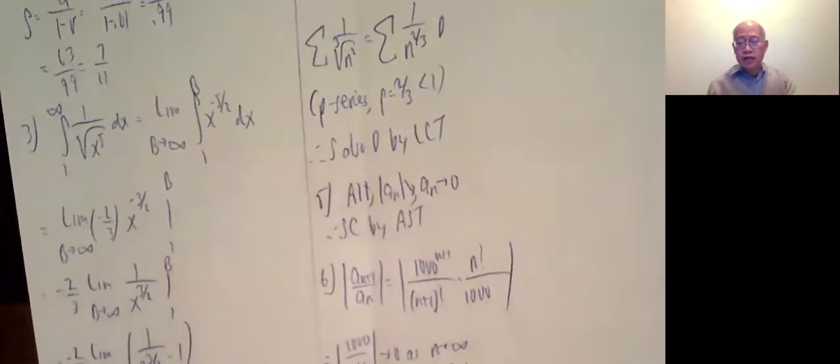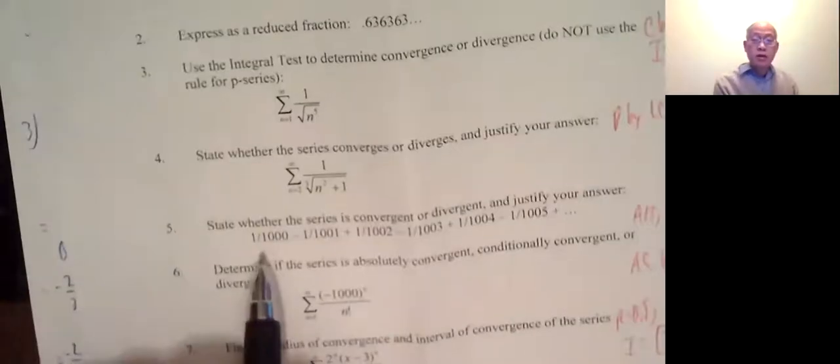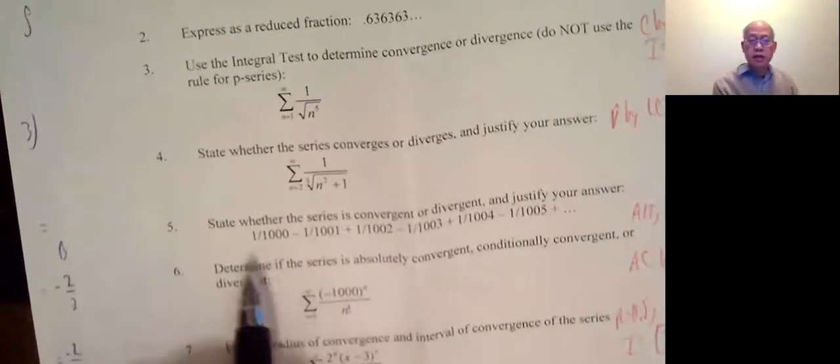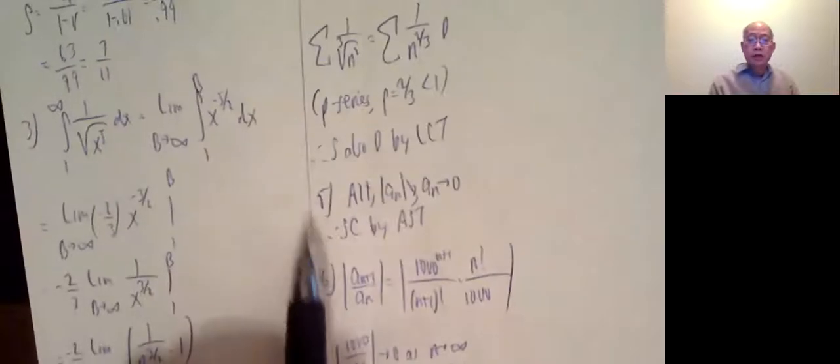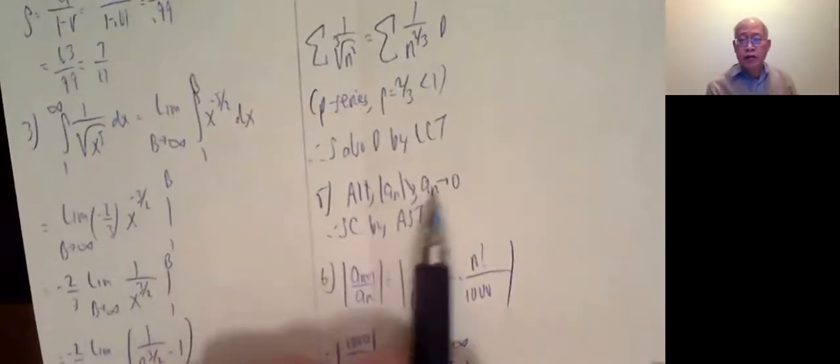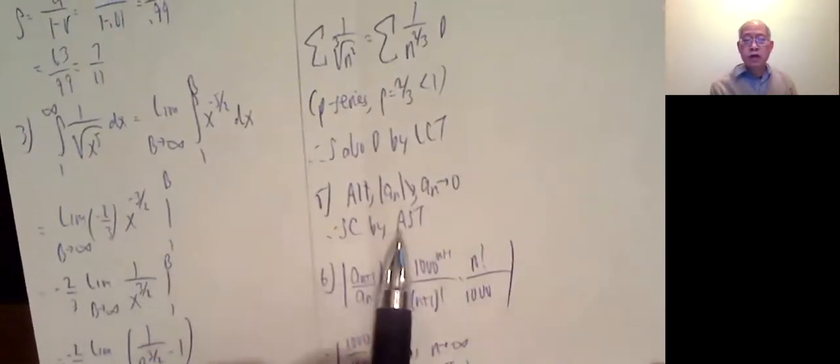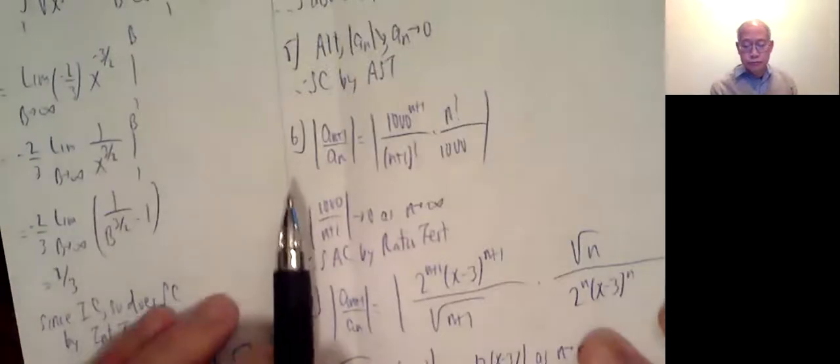Okay, 5 is your basic example of AST, alternating series test. All right, so it's alternating, terms decrease in absolute value and approach 0. Therefore, the series converges by alternating series test.